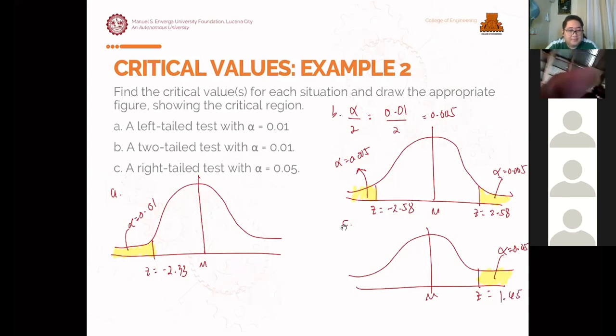Or if you want something more exact, you can interpolate, but interpolation is time consuming. I would suggest you just subtract from the value you are looking for, then use the one with the smaller difference. Okay? That is the question for getting the critical value of the level of significance. Any more questions? None, okay, thank you.